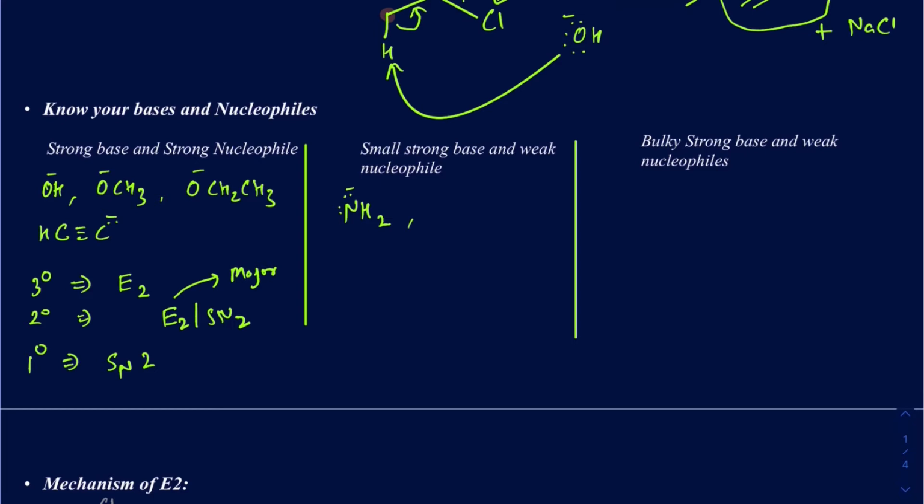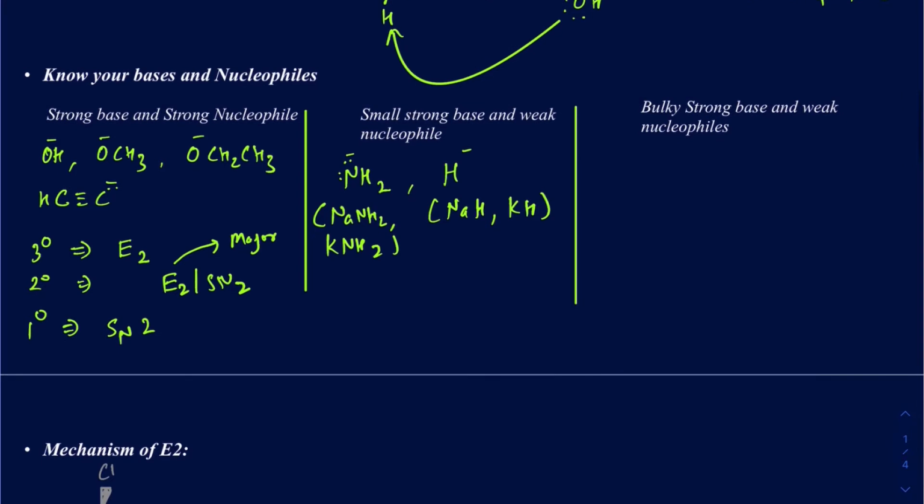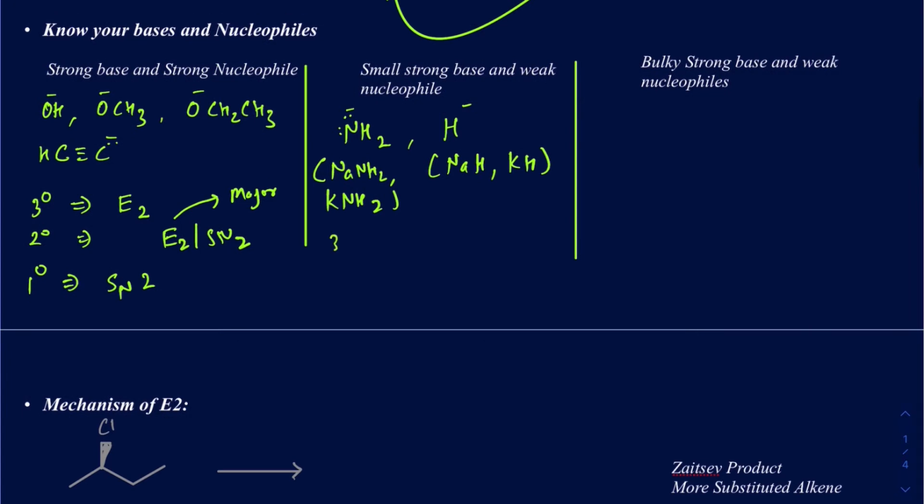In addition to that, the other strong small base that's going to be acting as a weak nucleophile would be the H minus. This H minus is going to be coming from something like NaH or KH. So those are strong bases in that particular case, and I can go ahead and write down NaNH2 or KNH2 or LiNH2, so any of those would be fine. If you have these small strong bases acting as weak nucleophiles, and you have a tertiary alkyl halide, it's still going to be doing an E2. And if you have a primary alkyl halide, your E2 is going to be the major in that case.